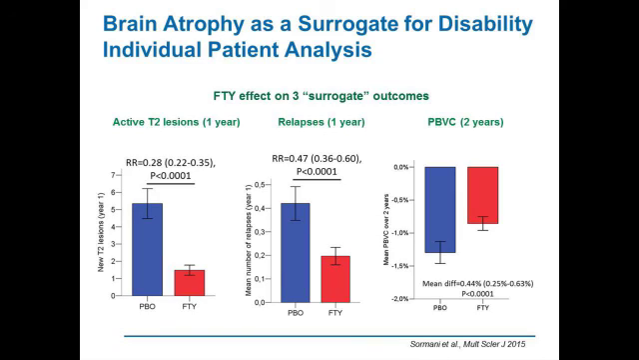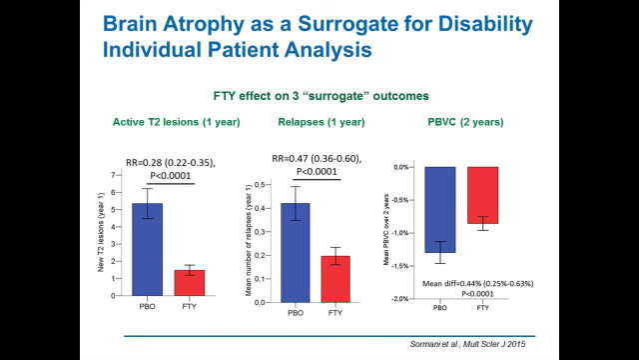Fingolimod was effective in reducing active T2 lesions, in reducing relapses, and also in reducing the accumulation of percentage brain volume change, or the accumulation of disability over 2 years. This analysis is aimed at assessing how much of the effect of this drug on disability can be explained by the reduction in MRI lesions, in relapses, and in brain atrophy.